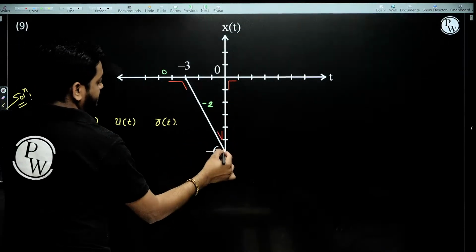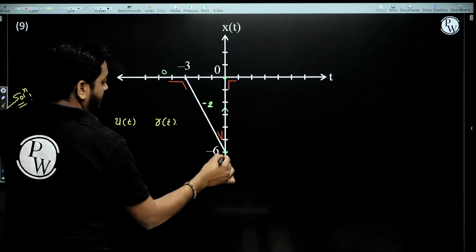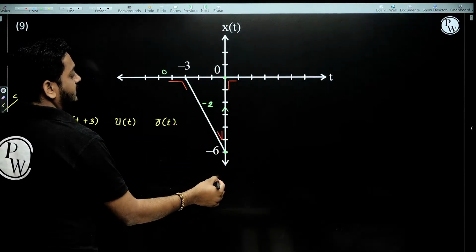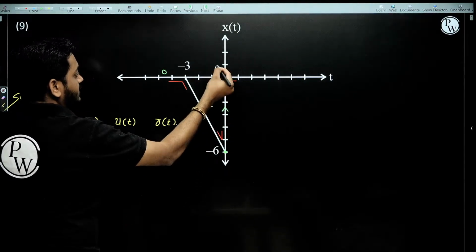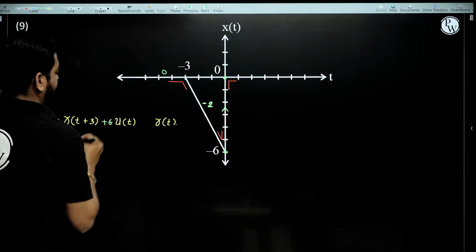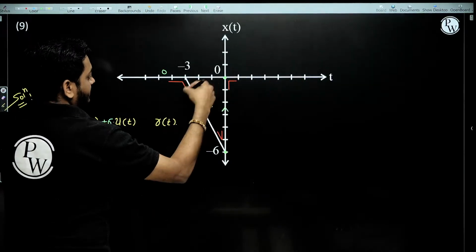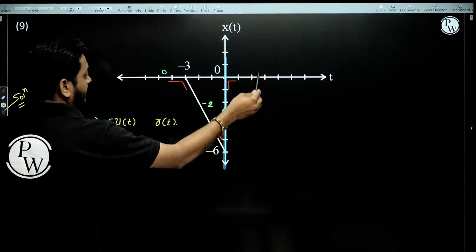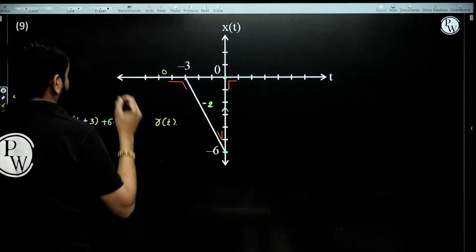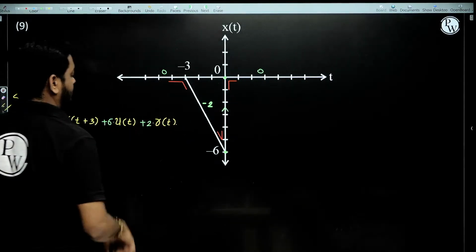Here amplitude, guys. From here to here it is increasing like this, from minus 6 to 0. So next amplitude minus previous amplitude. Amplitude is increasing from minus 6 to 0, so that's why it is plus 6, guys. And at the origin, next slope minus previous slope. Next slope is 0, previous slope is minus 2. So 0 minus minus 2 is plus 2, guys.